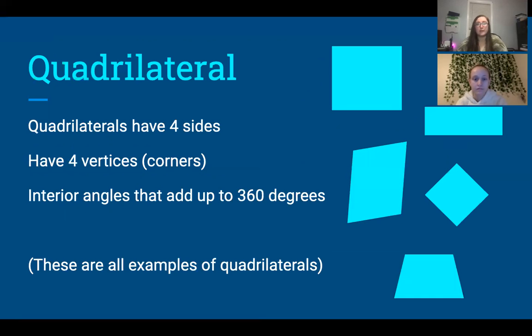Next is a quadrilateral. If you look at the 5 images to the right, you will notice that a quadrilateral has 4 sides. They have 4 vertices, and all interior angles add up to 360 degrees.